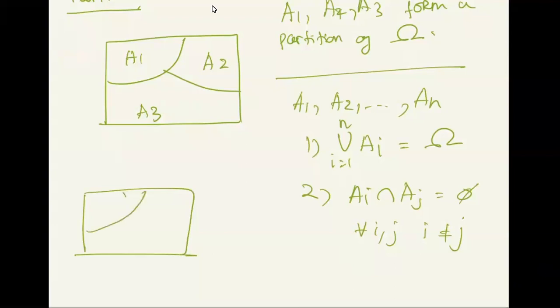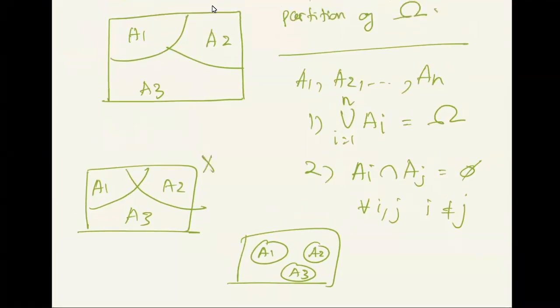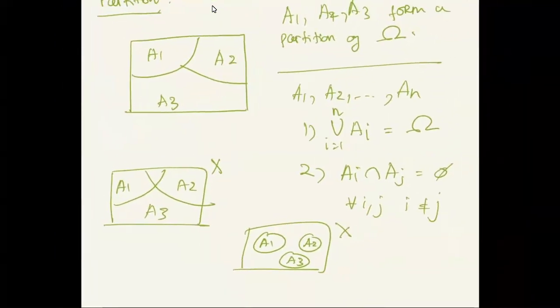An example when they don't form a partition is something like this. In this example, their union is the sample space, yes. But A1 and A2 are not disjoint. Therefore, they don't form a partition. Or you can have something like this, A1, A2, A3. Now they are pairwise disjoint. However, their union does not form the sample space. Therefore, they do not form a partition as well. Does this concept make sense?